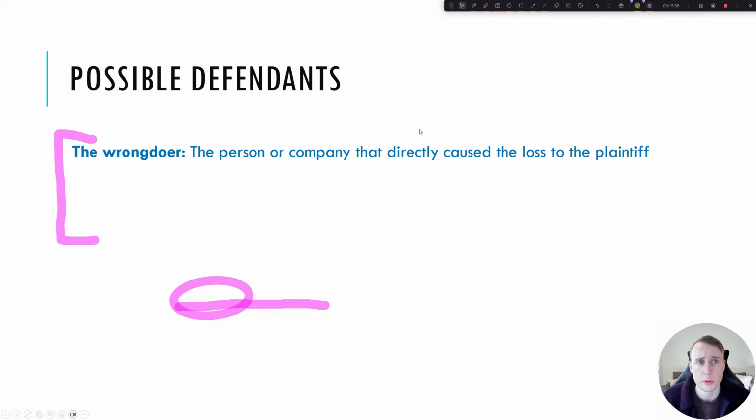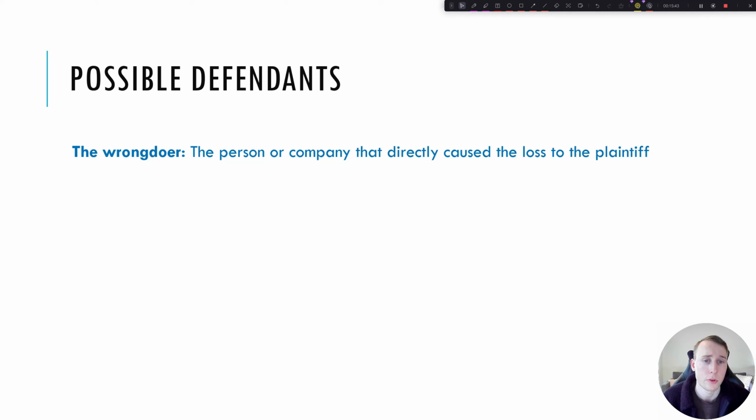With the defendants, we've got 3 defendants to look at. So the wrongdoer is the person who directly caused that loss. So for example, the person who posted defamatory or hateful material about a person online, that's the person that has caused loss to that plaintiff.